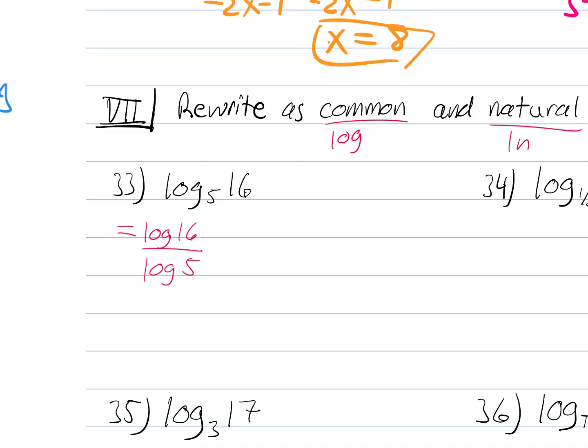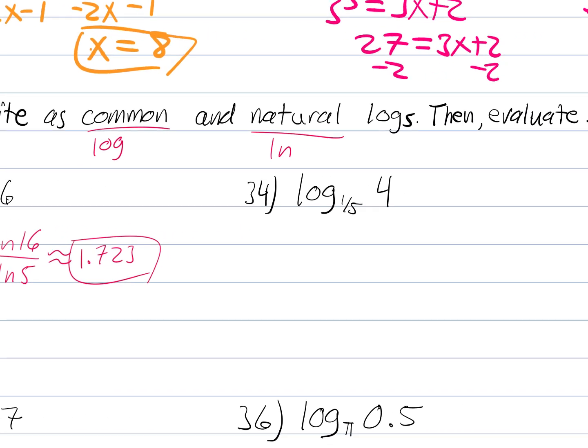All right, and this was our change of base formula. And if I wanted to write it as natural logs, it would be ln of 16 over ln of 5. And then if you put this in your calculator, I didn't give you guys any specifics of how many decimal places to round this one. You'll know when it comes time for your test. But if you plug this into your calculator, then you get about 1.723. All right, I'm just going to say 3 decimal places is fine.